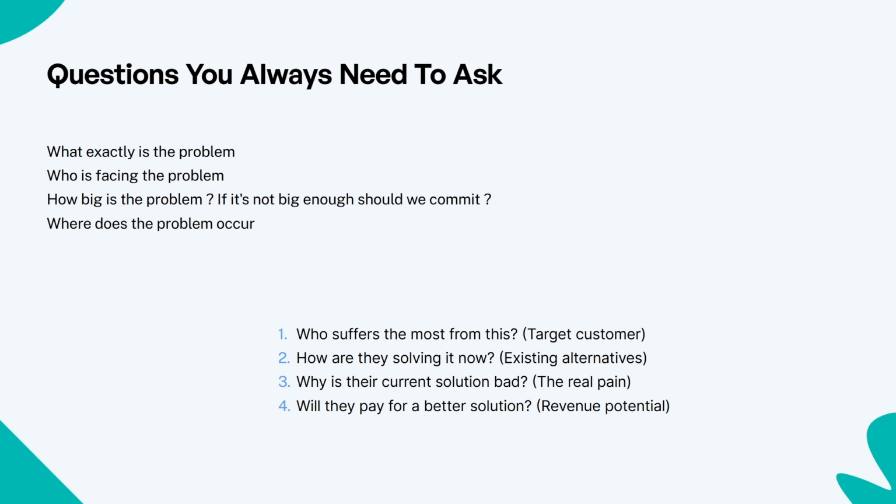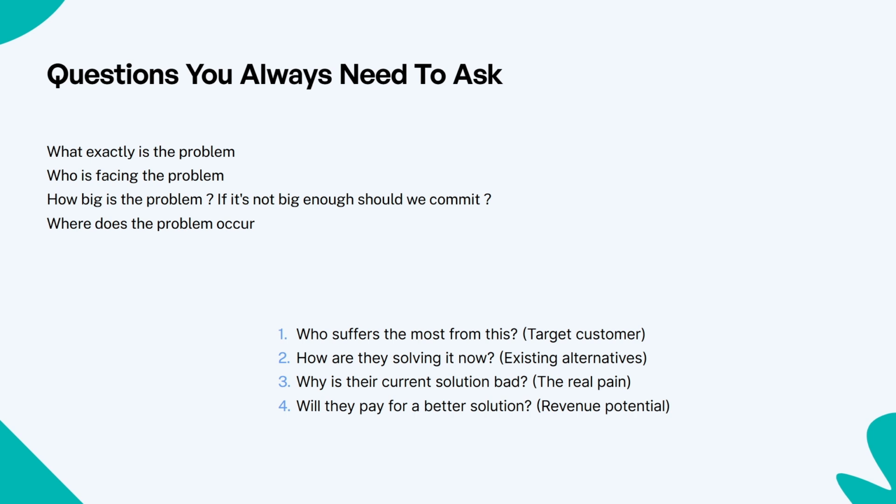How are they solving it now? Because believe me, the people you're trying to solve for already have existing solutions. They may not be working the way they might expect. The solutions might not be effective, but they already have existing solutions for that problem. How are they solving it? Because from how they're solving it, that's how you know how to improve. Why is their current solution bad? And why is it necessitating that then we need to find a better solution?